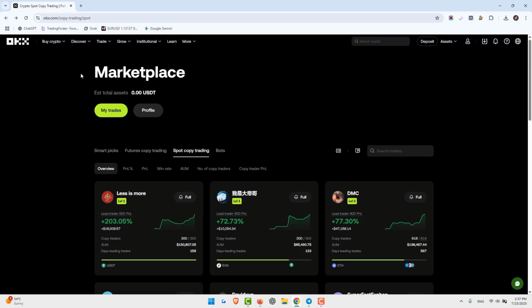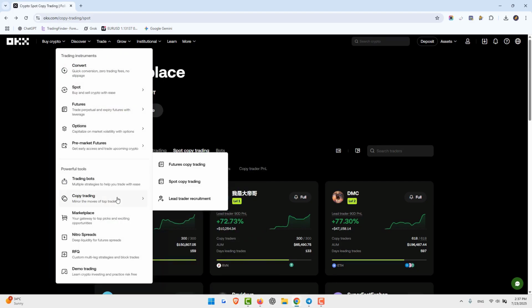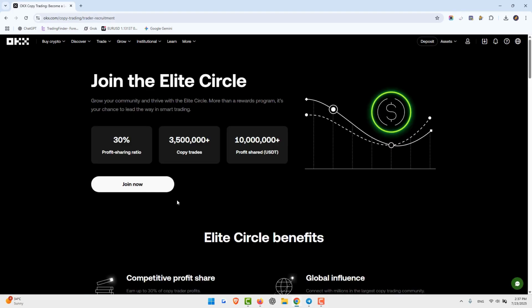Also, if you have your own strategy and are successful in trading, you could apply to become a lead trader in the Trade Copy Trading section, and in this case, you become the lead trader and other people will copy your trades. And you earn profits from this copy trading process. Click on the Join Now option and fill in some of your information in this section. You will also need to provide images of your profitable trades to the exchange. And after OKX experts review and approve your information, you can start working as a lead trader.